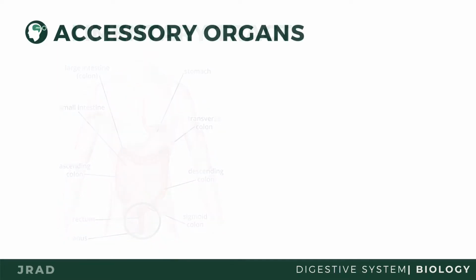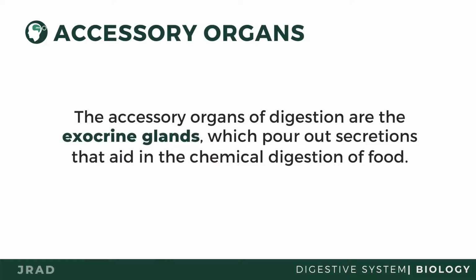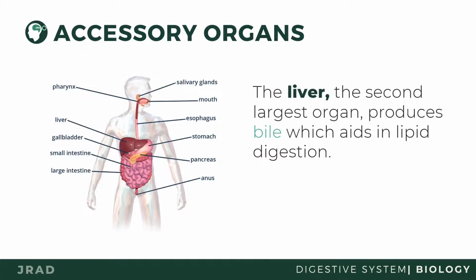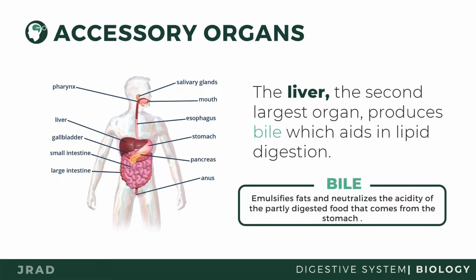Accessory organs have ducts and openings that secrete substances that facilitate chemical digestion of foods. This includes the liver, the second largest organ. It produces bile from bilirubin, which emulsifies fats and neutralizes the acidity of chyme from the stomach.